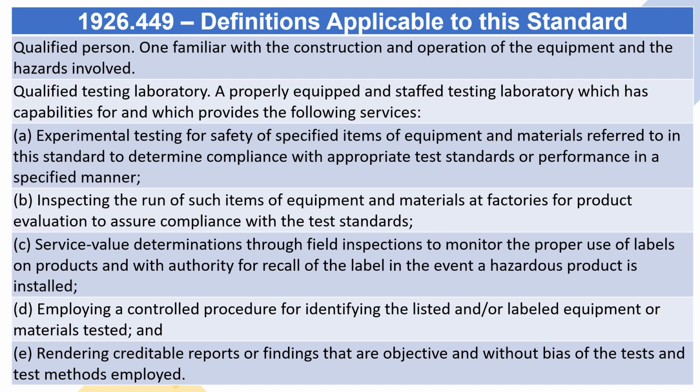B. Inspecting the run of such items of equipment and materials at factories for product evaluation to assure compliance with the test standards. C. Service value determinations through field inspections to monitor the proper use of labels on products and with authority for recall of the label in the event a hazardous product is installed. D. Employing a controlled procedure for identifying the listed and/or labeled equipment or materials tested. And E. Rendering creditable reports or findings that are objective and without bias of the tests and test methods employed.